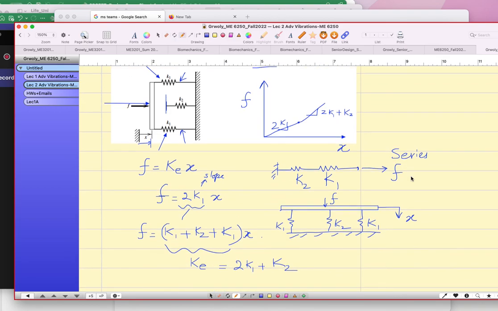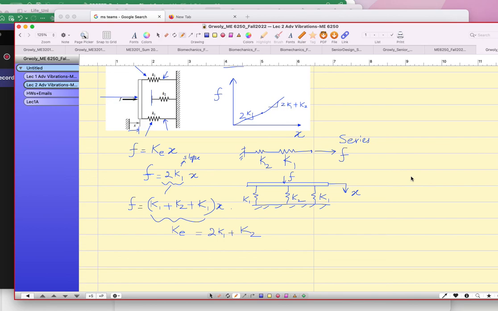Do you guys understand this? So this is how you compare. Let me stop.